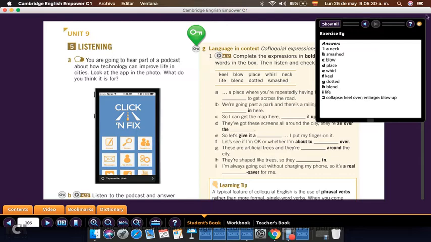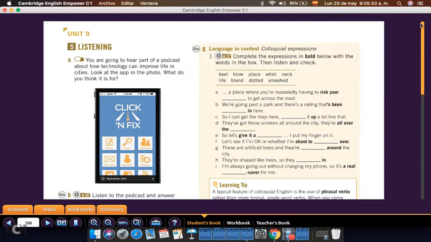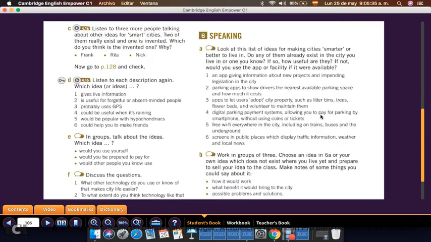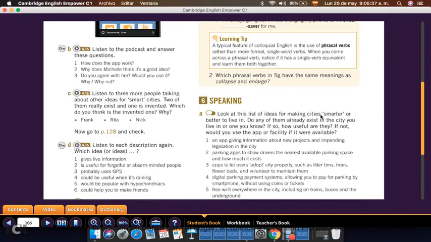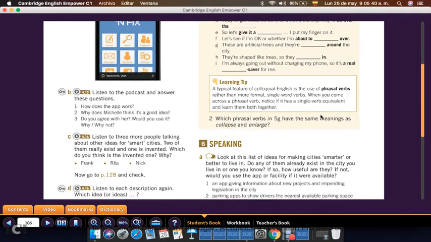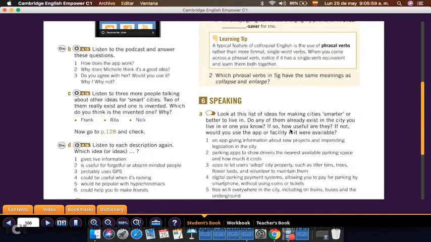Okay, guys, now check your answers. And read the learning tip. A typical feature of colloquial English is the use of phrasal verbs rather than more formal single word verbs. When you come across a phrasal verb, notice it has a single verb equivalent and learn them both together. Which phrasal verbs in 5G have the same meanings as collapse and enlarge? Okay, we just find out on the answers.